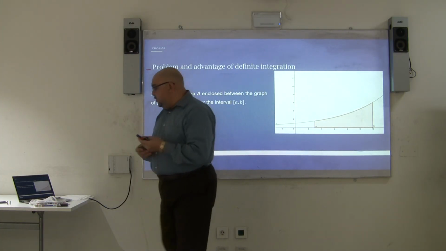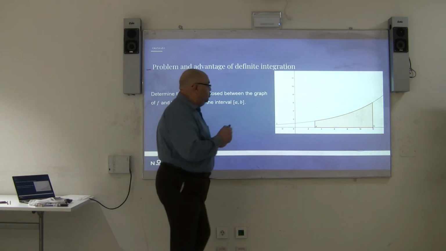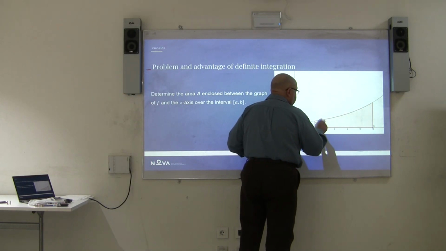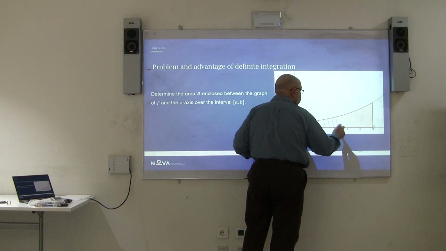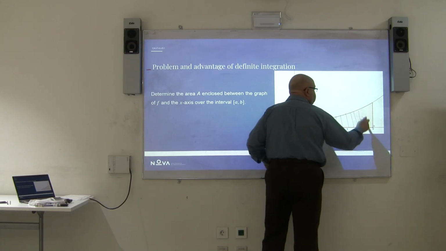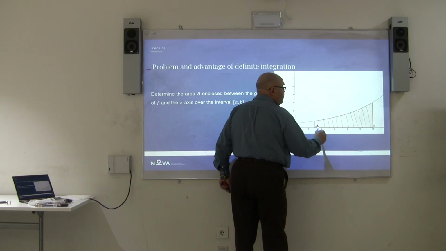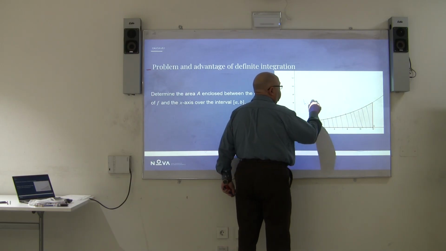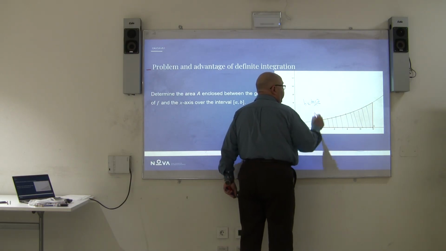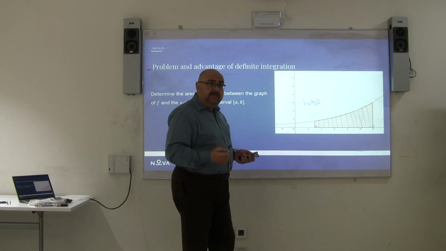One of you will think, and you will tell me, well, I think we can do something very nice. We can break this area into small slices like this, okay? And in this case, I can get the slice width, which is b minus a over n. So for n slices, I can get the width of each one of them.